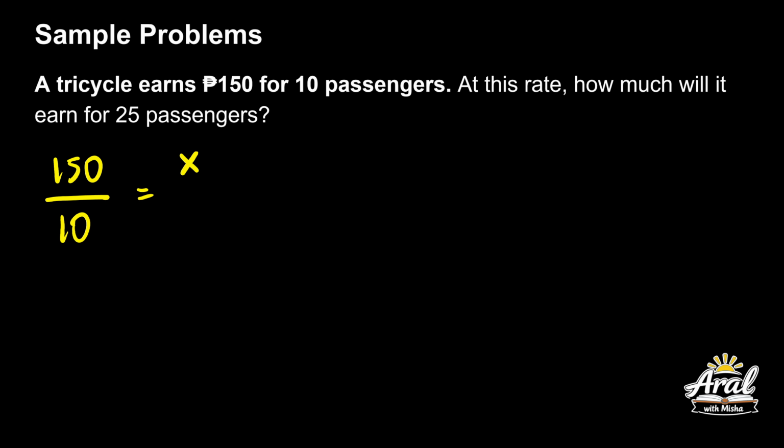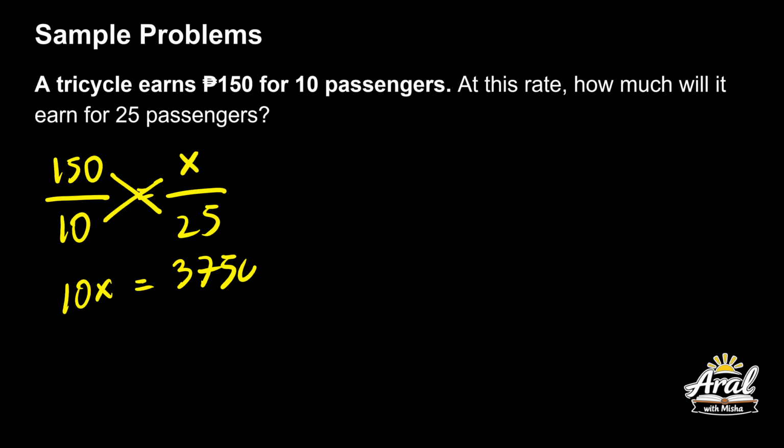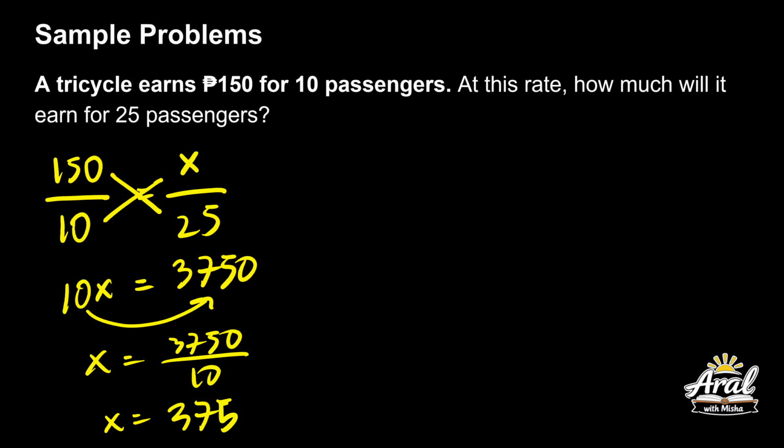So, X is yung peso. Dito yung 25. Okay? So, ang gagawin mo lang, crisscross. Magka-crisscross ka. Ito, 10 multiplied by X is 10X is equals to 25 times 150. Okay? 25 times 150. That's 3,750. So, X, kung ililipat mo to sa kabila, magdi-divide ka lang. X equals to 3,750 divided by 10. So, that's 375. So, that's the answer. 375 pesos. Okay?